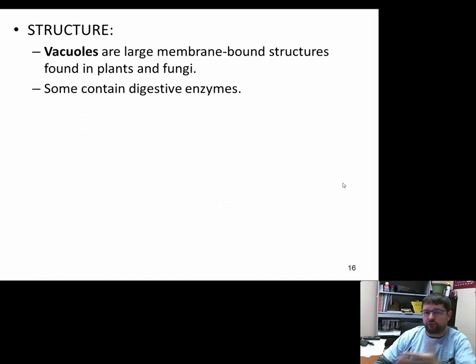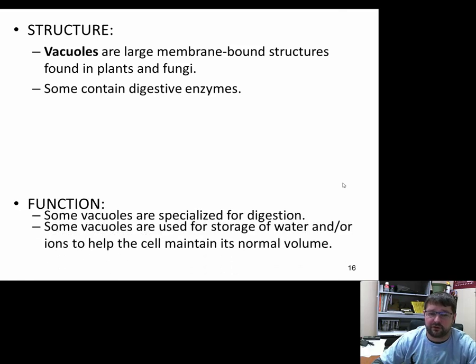Alright, so vacuoles. This is where I was getting at when I was saying, animals have lysosomes, but other organisms have digestive enzymes and the same kind of properties. They can do autophagy, and in some cases they can do phagocytosis also. One example of that are plants and fungi. They have vacuoles which contain digestive enzymes.